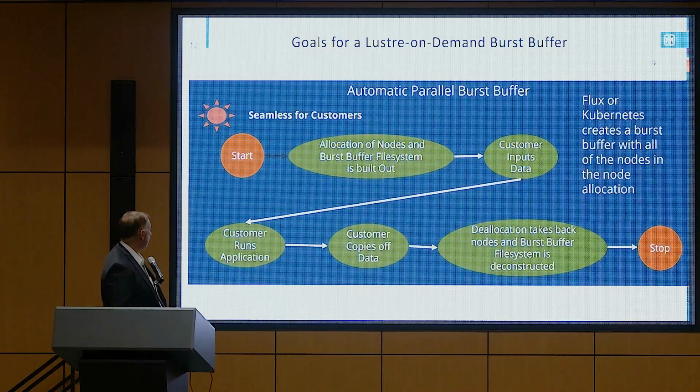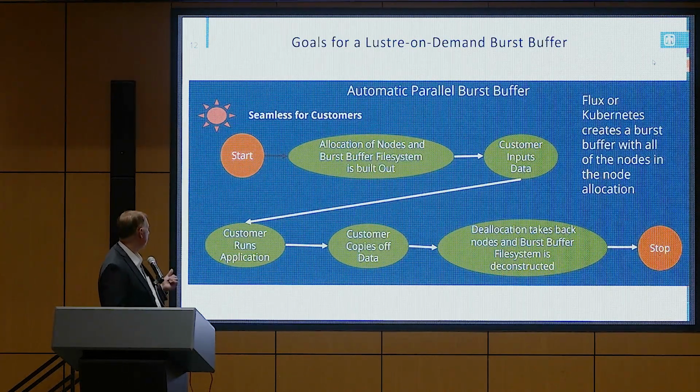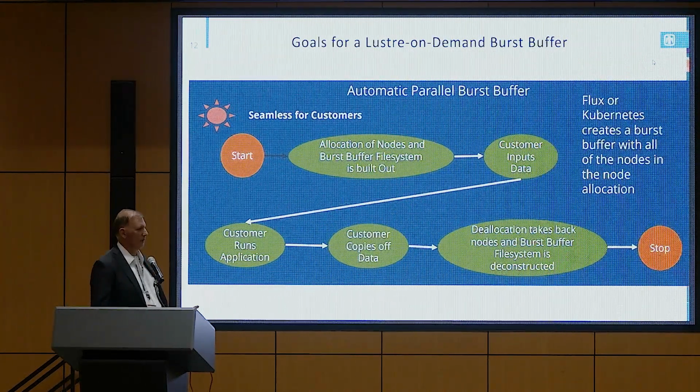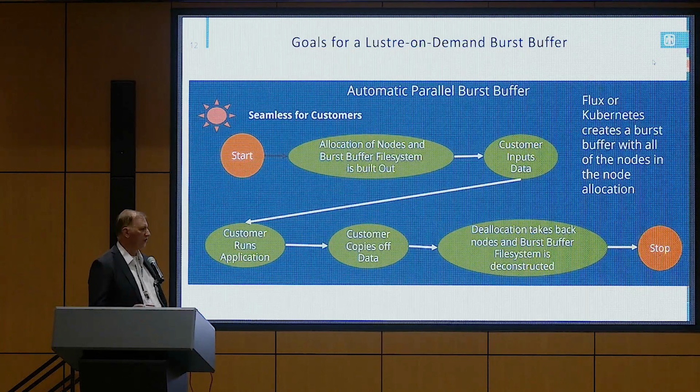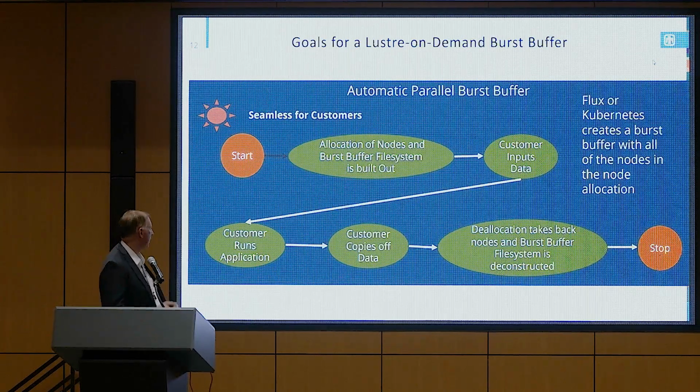How we get the burst buffers implemented, I've done this already. Normally what you do is you allocate nodes using Slurm or Flux, for instance, or Kubernetes, and then you get those allocations of nodes. Then you start the file system. Then you get the data input. Then you actually run the job. Then you copy the data off. Then you have to manually tear down the file system.